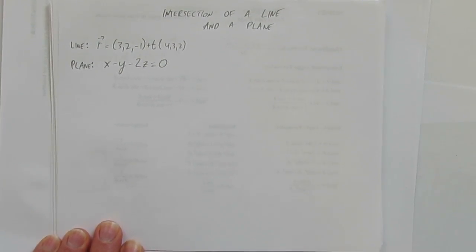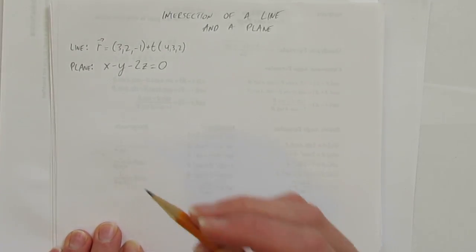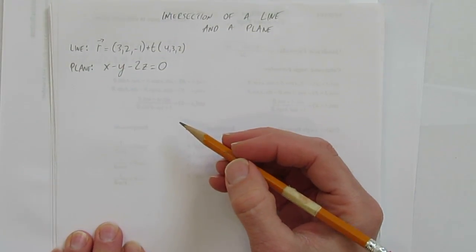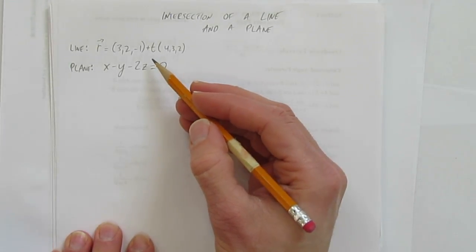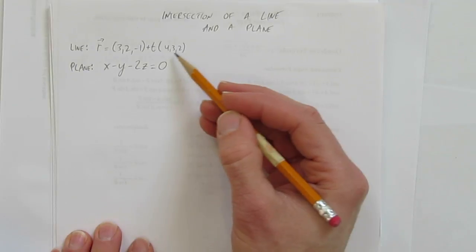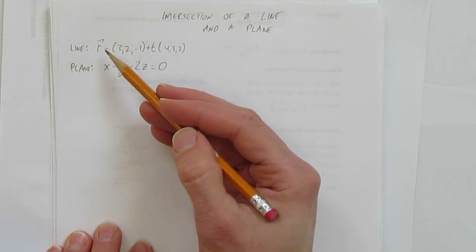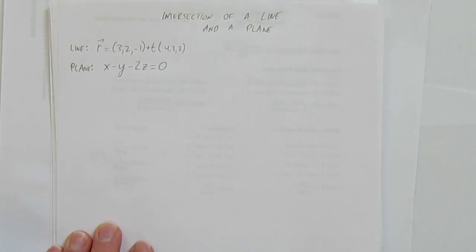In this video, we'll look at the intersection of a line and a plane. So there's a line, it's the r vector, and it's given by (3, 2, -1) plus t(4, 3, 2). So this is really the direction vector, and this you can consider more of a point. It's like a point plus a direction vector to have a vector equation of a line.